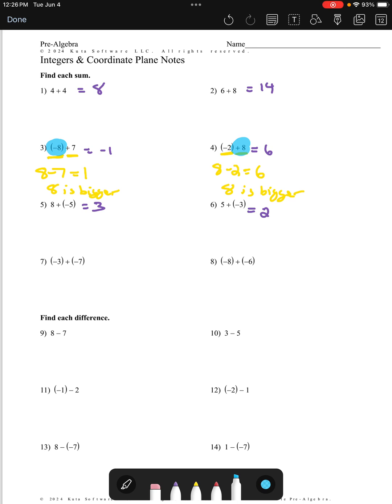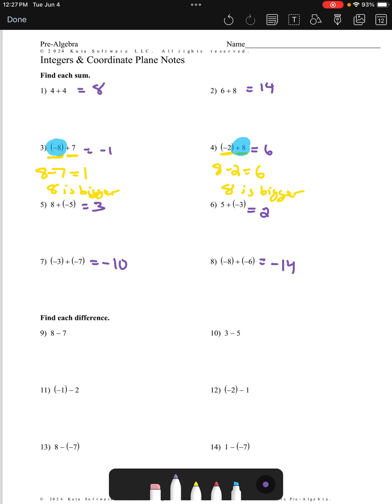Same thing happens in 5 and 6. I'm not going to write it down. But 8 minus 5 is 3. 8's bigger than 5, so we keep the positive sign. 5 minus 3 is 2. 5 is bigger than 3. We keep the positive sign from the 5. What about 7 and 8? So I'm just going to tell you the answers. I'm going to write them down here. And I invite you to look at that and think about it for a second.